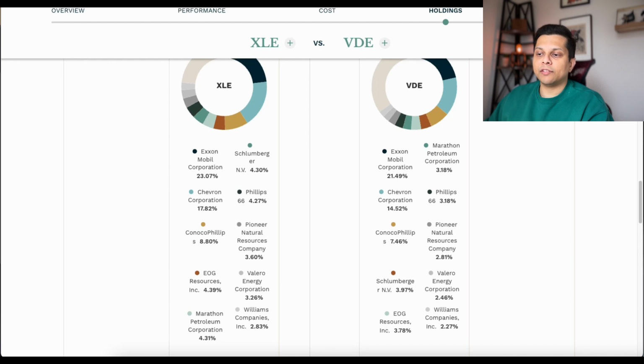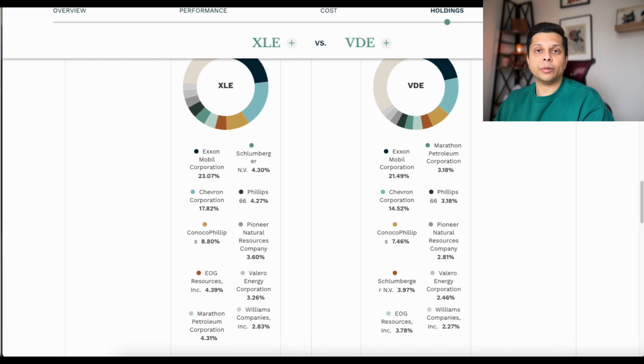In XLE, we have number 5 is at Marathon Petroleum, whereas Marathon Petroleum is at number 6 on the VDE, and at number 5 it's EOG Resources. Schlumberger at number 6 here, Phillips at number 7 for both of them. Pioneer Natural Resources Company, similar at the same level, 3.6 versus 2.8. Valero Energy and Williams Company. When you're comparing these two ETFs from a holding standpoint, you can see the top 10 holdings are exactly the same. The only difference is the percentage they hold within the company itself.